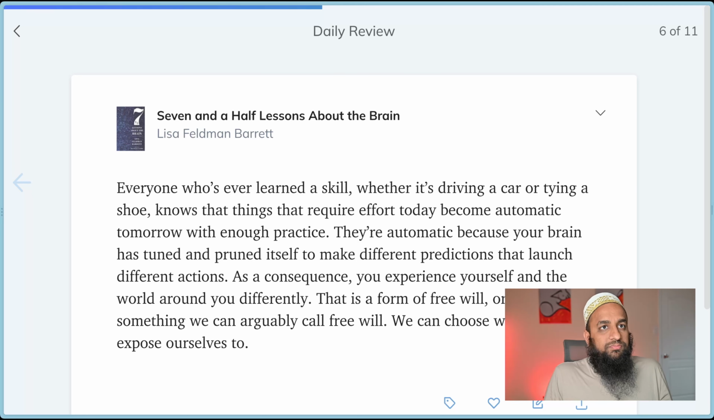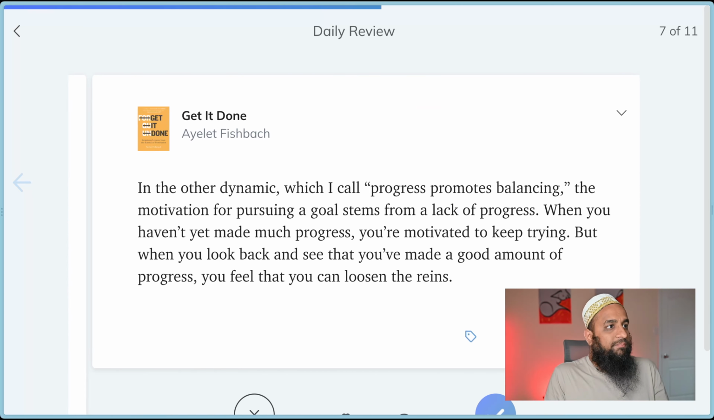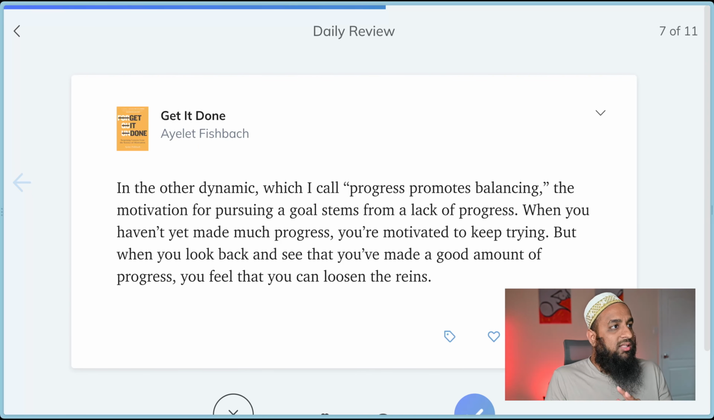So let's move on. Another book called Get It Done. In the other dynamic, which I call progress promotes balancing, the motivation for pursuing a goal stems from a lack of progress. When you haven't yet made much progress, you're motivated to keep trying. But when you look back and see that you've made a good amount of progress, you feel that you can loosen the reins.